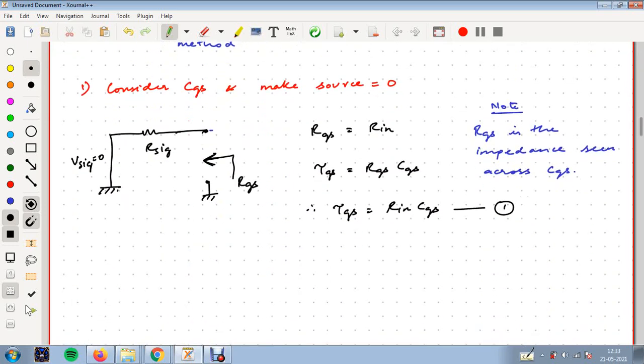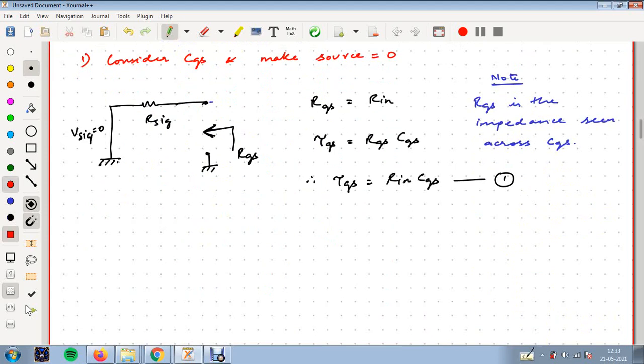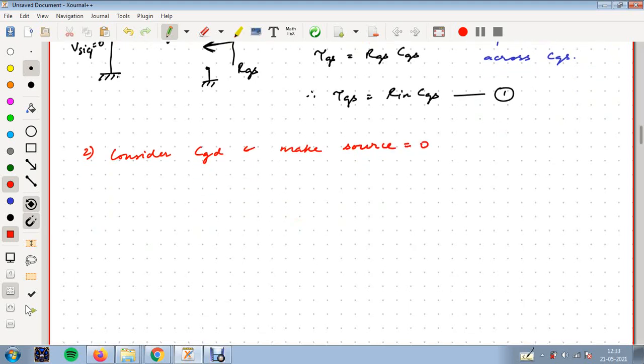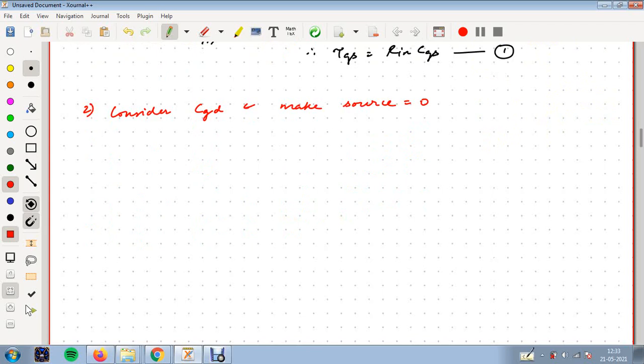Now the second case. In the second case, I consider CGD and make source equal to 0. Then how will my circuit diagram change? I have no V signal here, so it is completely shorted. R signal will be there. Here you will not have CGS, because CGS is open circuited.